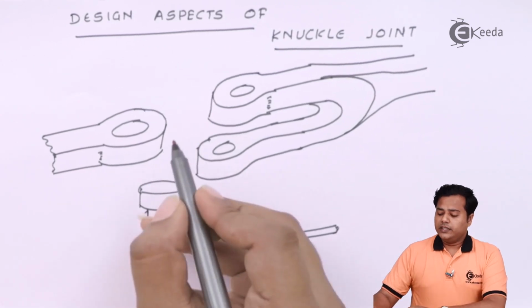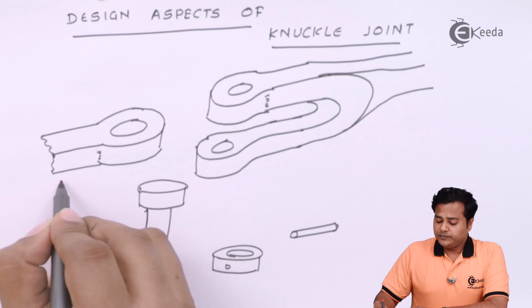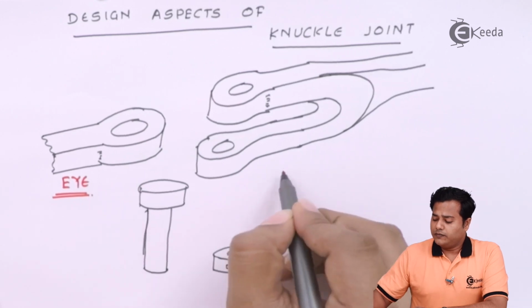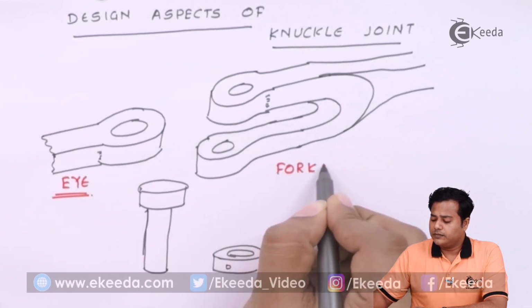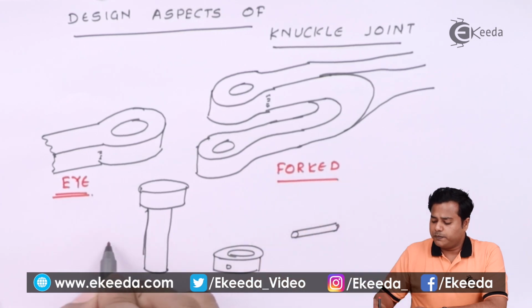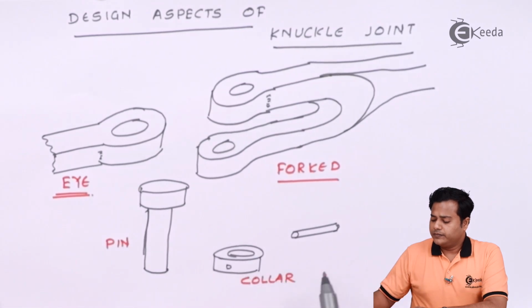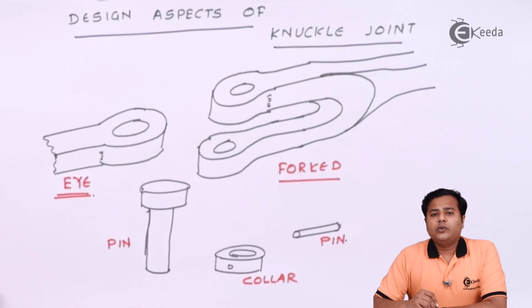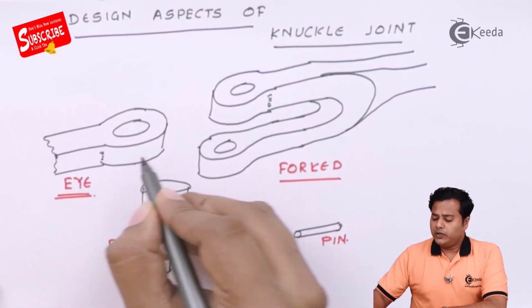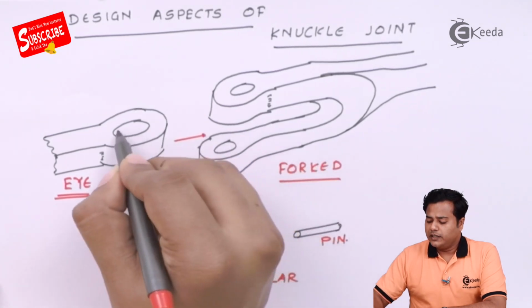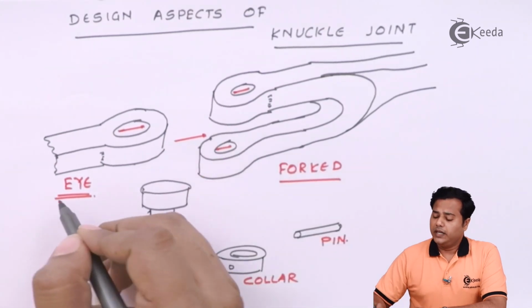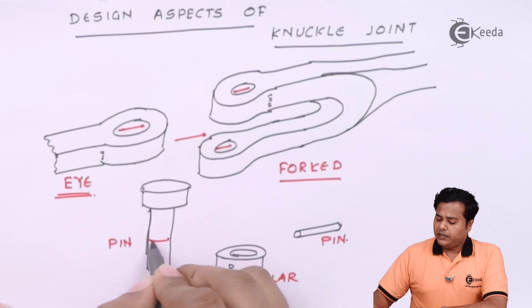So, if you see, this particular thing is called the eye end. And this is called the fork end. This is the pin. This is the collar. And this is simply a pin. Now, we need to understand the assembly. We know that this eye end slides inside this, so that the holes of these 3 match. They are concentric. Through those holes, this particular pin passes.